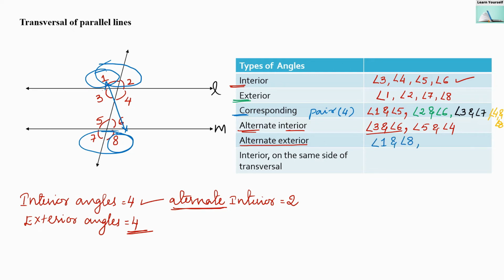And the second pair of alternate exterior angles is angle 2 and angle 7. So this is the second pair of alternate exterior angles.